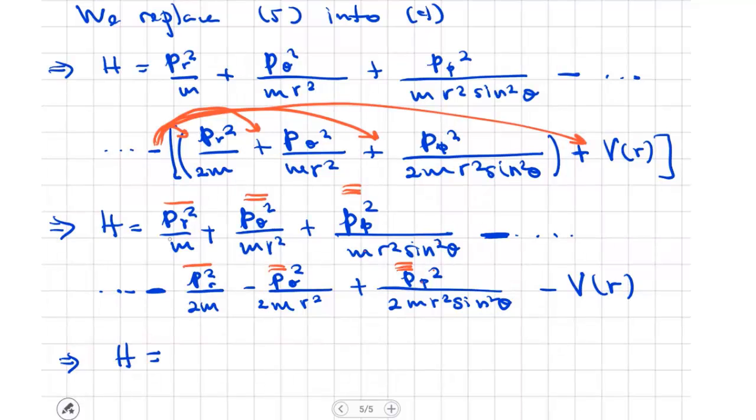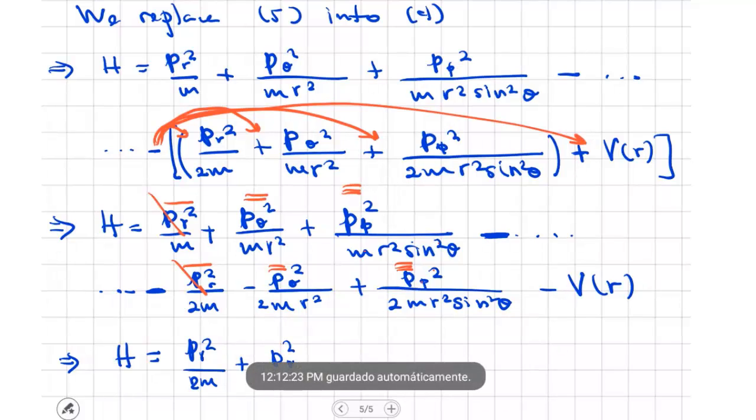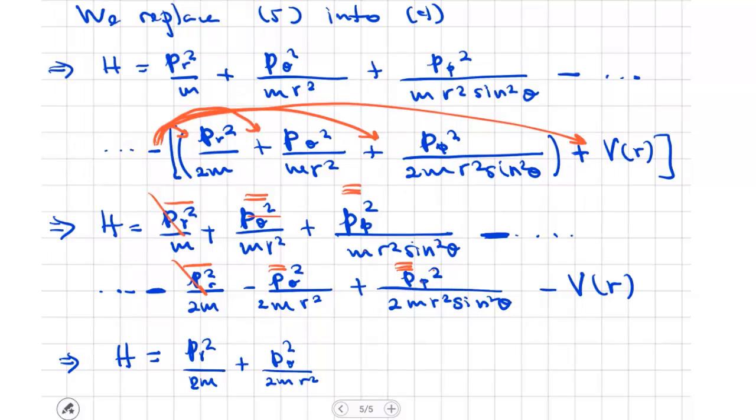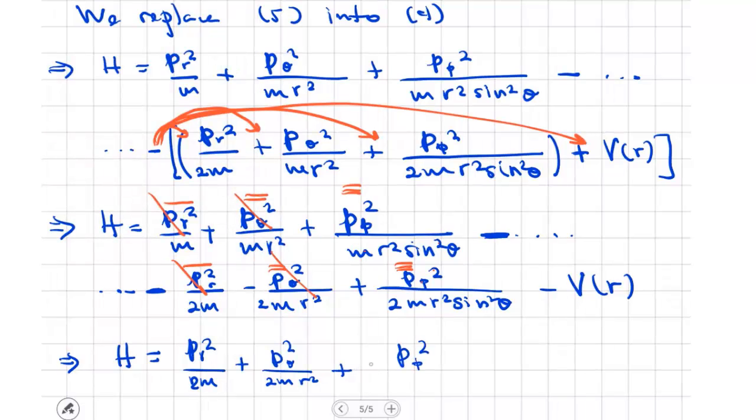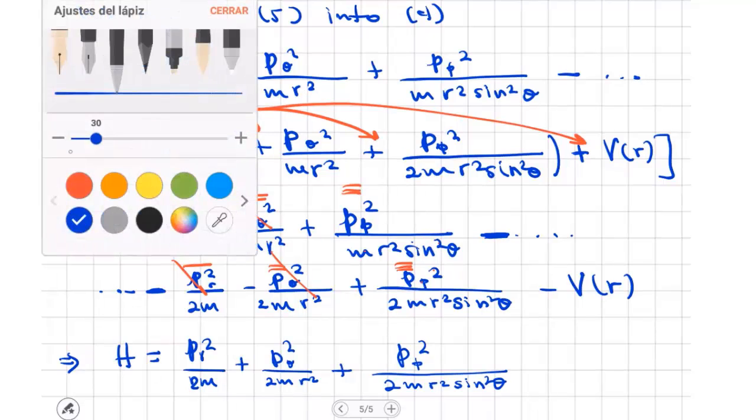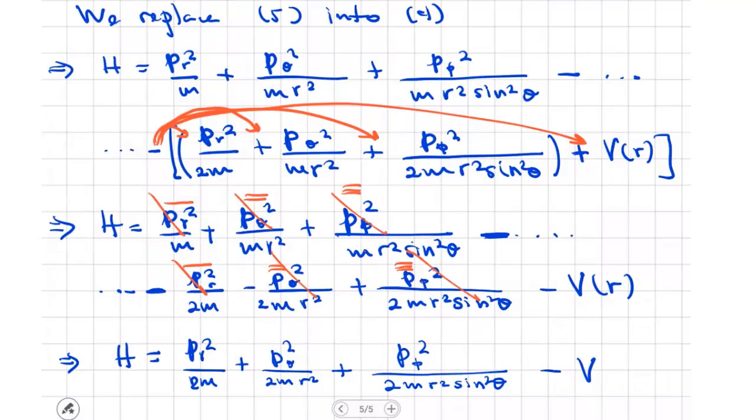So we get p_r squared divided by 2m. This is the result of the subtraction of this term with this, plus p_theta squared divided by 2m r squared, the result of the subtraction of this with this, and p_phi squared divided by 2m r squared sine squared of theta, the result of the subtraction of this with this, minus the potential V(r). And this is the Hamiltonian for this problem.